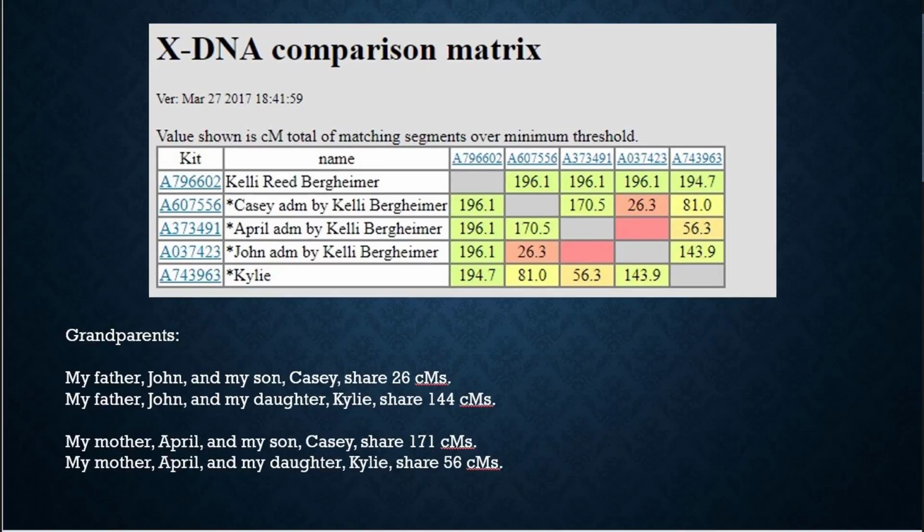So from his grandparents, my son shares 26 centimorgans, and my daughter with my dad shares 144. With my mom, my son shares 171, and with my mom, my daughter shares 56. So you can see all those numbers on the chart. I'm just using rough numbers, not worrying about the decimals. This is genetics, it's randomization, it's not precise, so feel free to round.